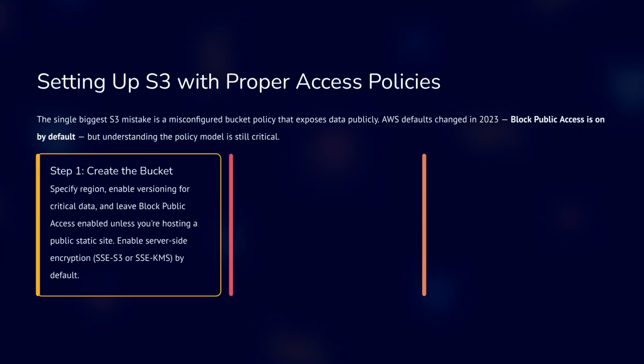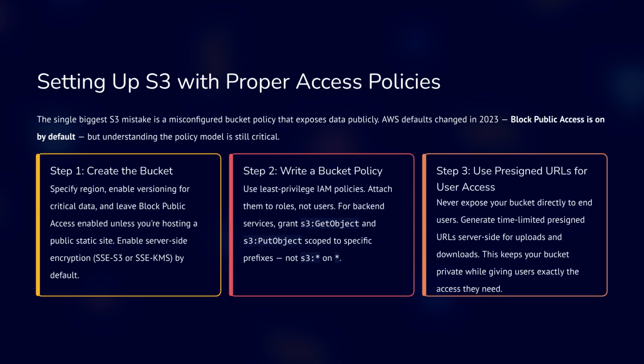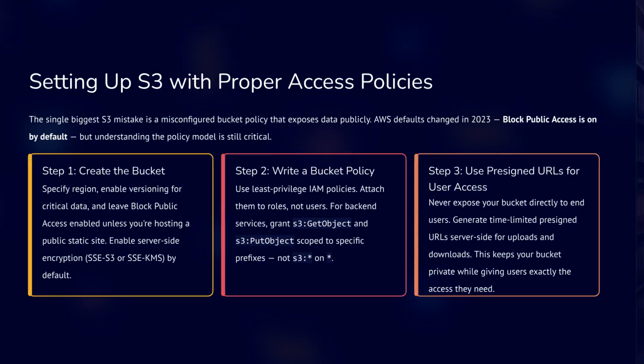Step 1. Create the bucket with versioning and default server-side encryption. Step 2. Write a least privilege IAM policy granting S3 get object and S3 put object for specific prefixes. Step 3. Use pre-signed URLs for user access to keep the bucket private while granting temporary, specific access.